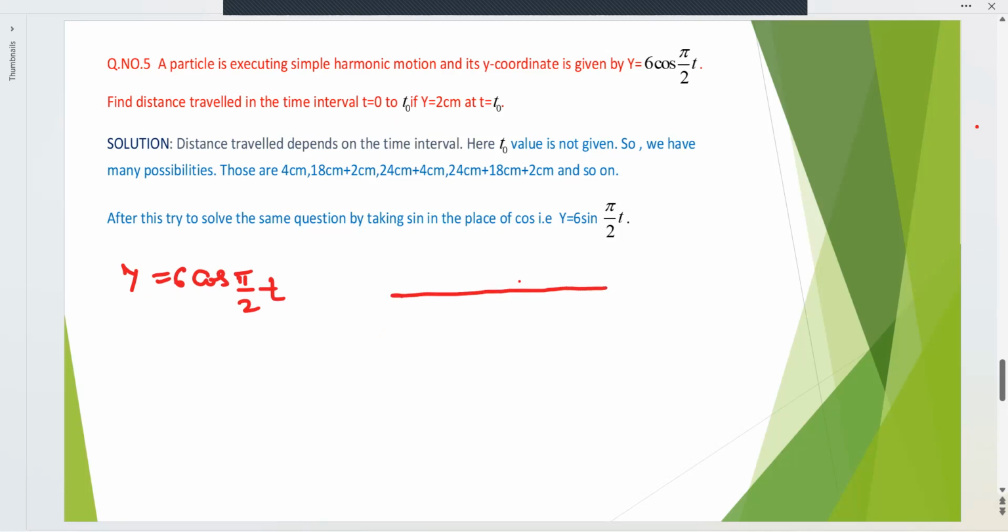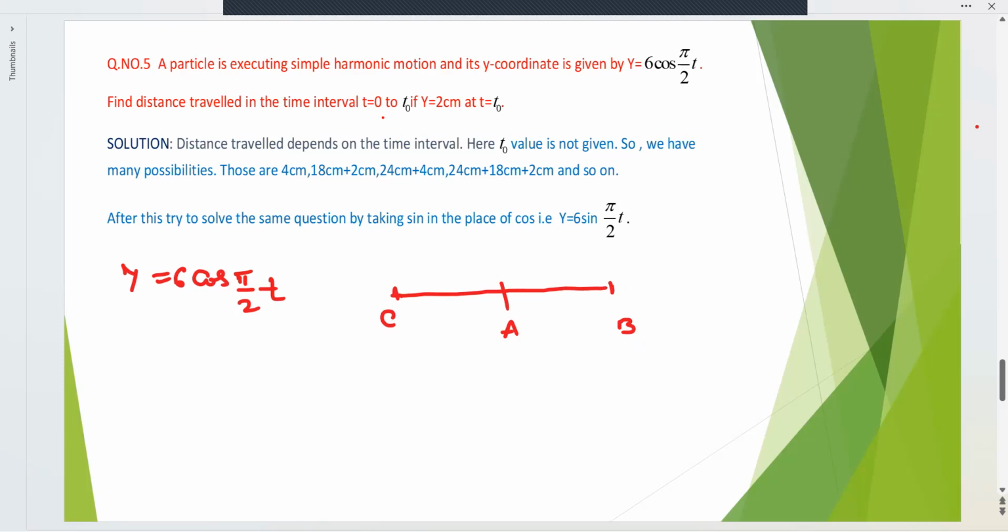This is the mean position. Let us call the mean position A, the right extreme position B, and the left extreme position C.